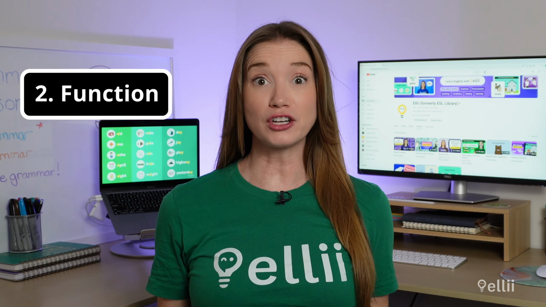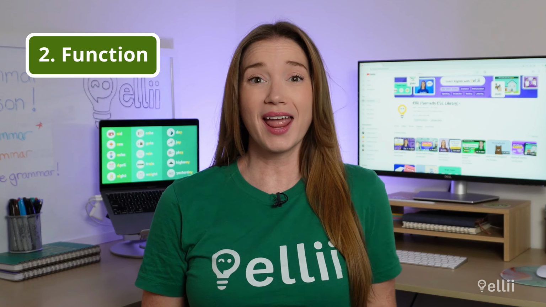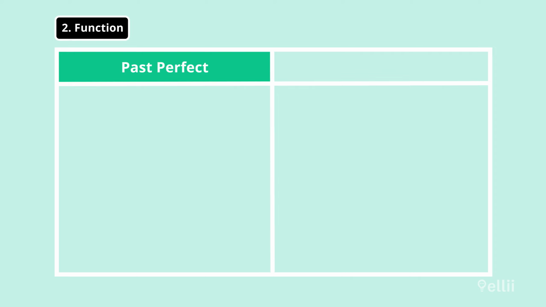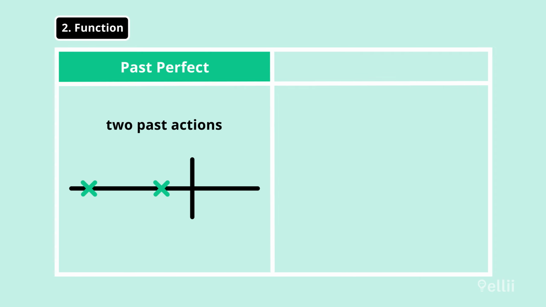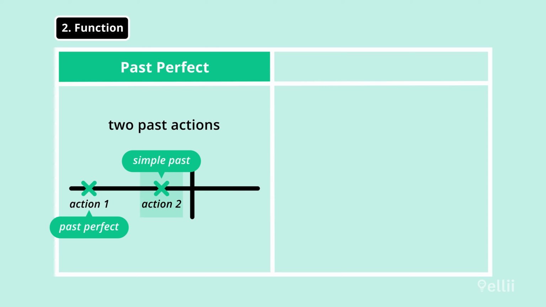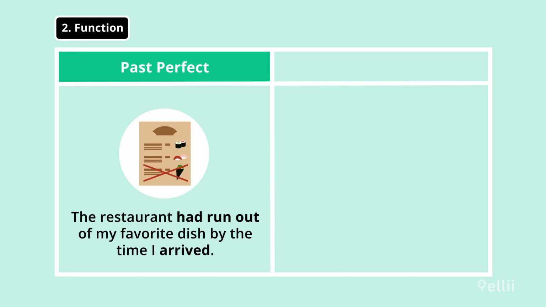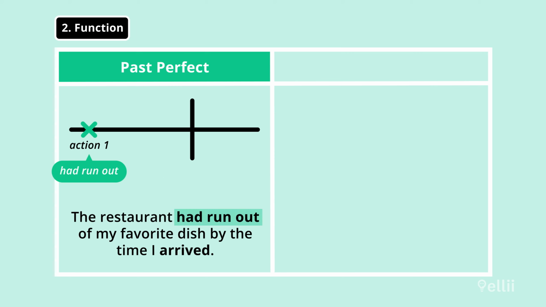Now let's talk about the function of these two tenses. When and why do we use the past perfect and the past perfect progressive? The past perfect is used for two completed actions that occur at different times in the past. We use the past perfect tense for the action that is further in the past and the simple past for the action that is more recent. For example, in the sentence, the restaurant had run out of my favorite dish by the time I arrived, the action, had run out, happened before the action arrived.